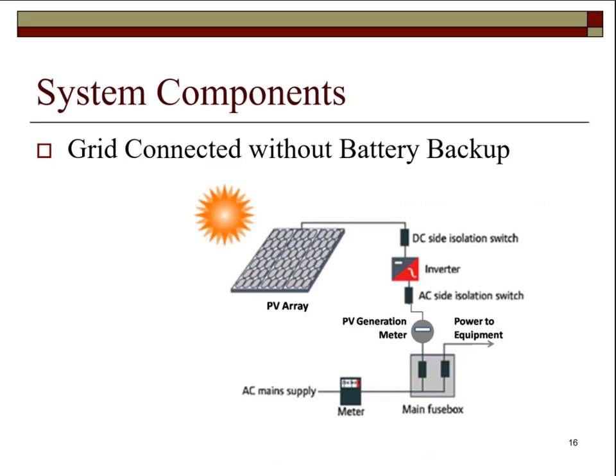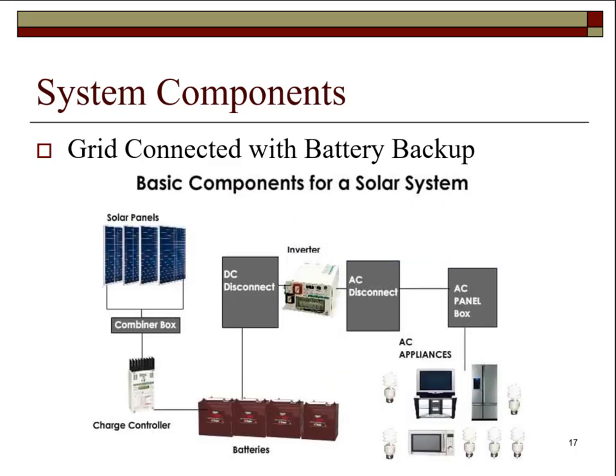This is strictly a grid-connected system with no battery backup. This is the most common type of system installed in a home. This is a grid-connected system that has a battery backup. If the grid goes down, the inverter will disconnect the system from the grid, and the home will then be supplied electricity stored in the batteries.